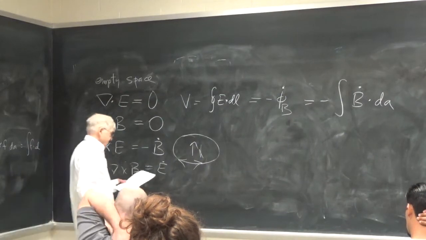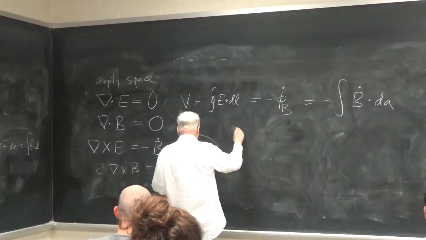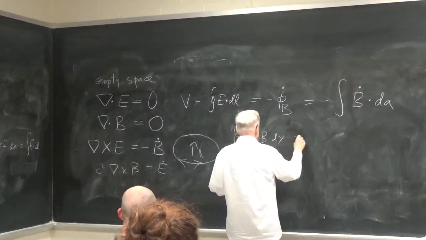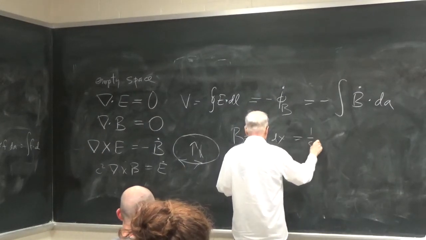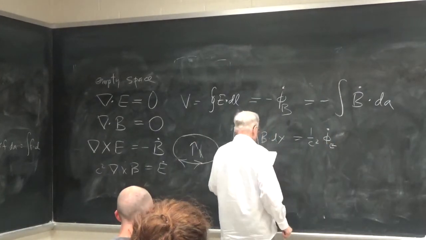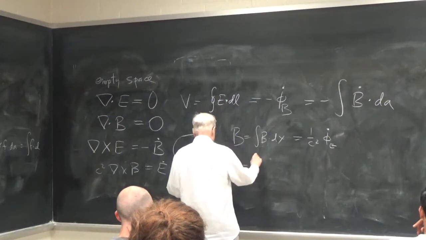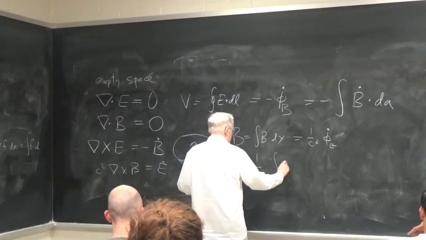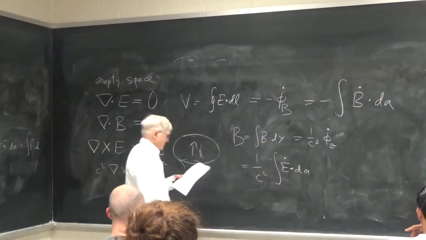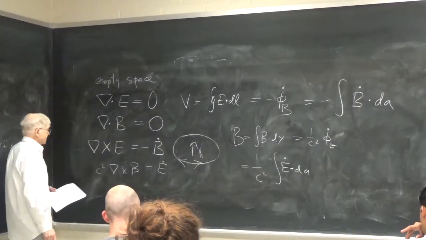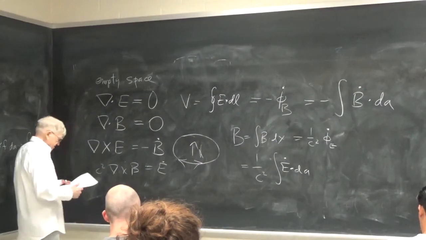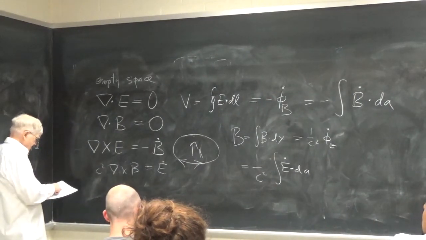This other equation tells us that B, which is the integral of B dot dx, say, is 1 over c squared, the time derivative of the electric potential, and that turns out to be 1 over c squared, an integral of E dot dA. So the integral of the time derivative of the electric field is equal to, actually, do I have this right, or do I screw this up?